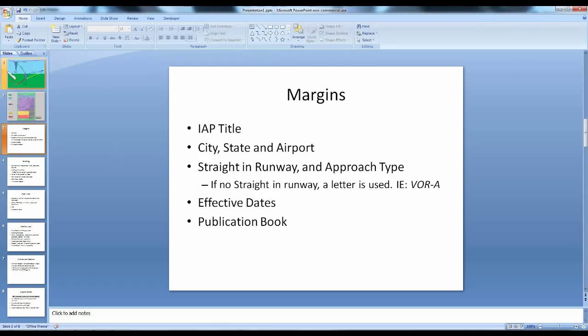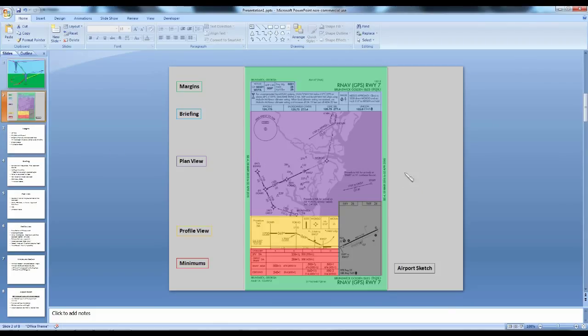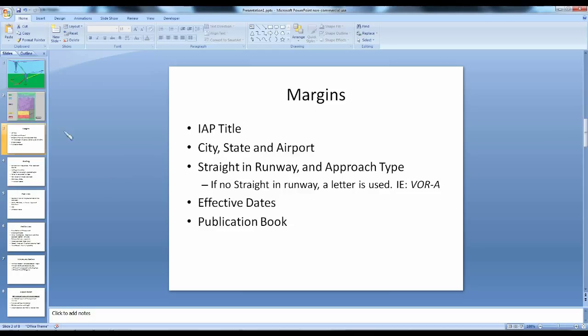They contain the effective dates on both sides of the margin. So this chart was effective 5th of March 2015 to the 2nd of April 2015. It just went out of date. Can't use it. We'll use it for examples, but we can't use it to fly.